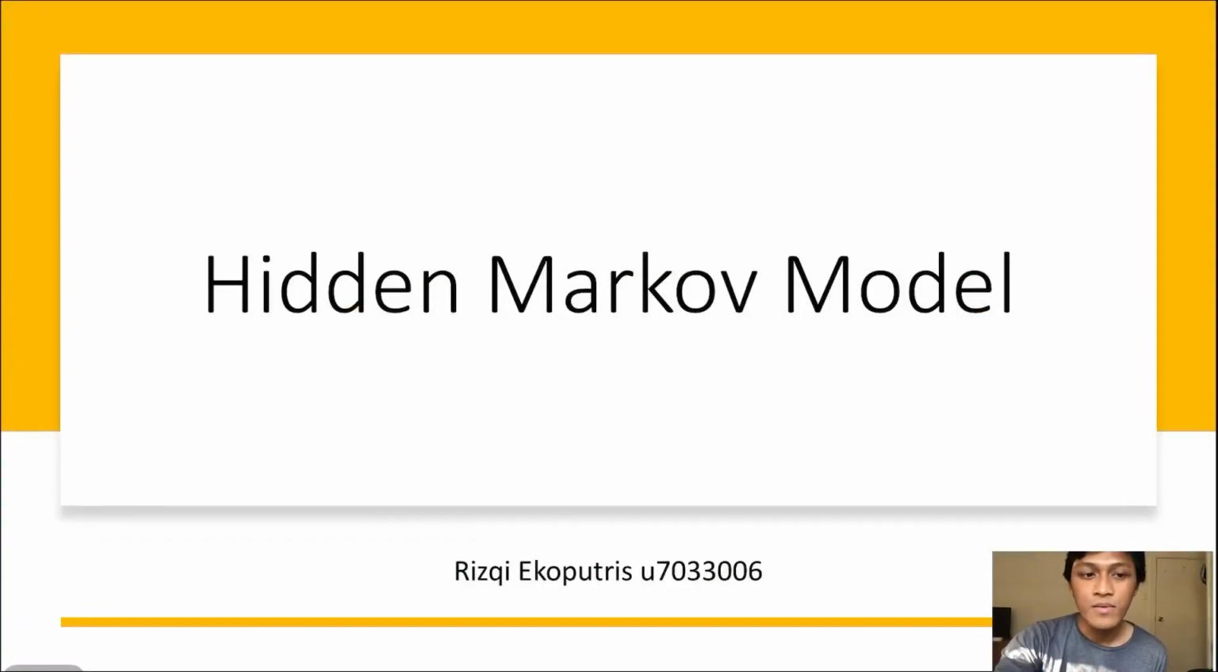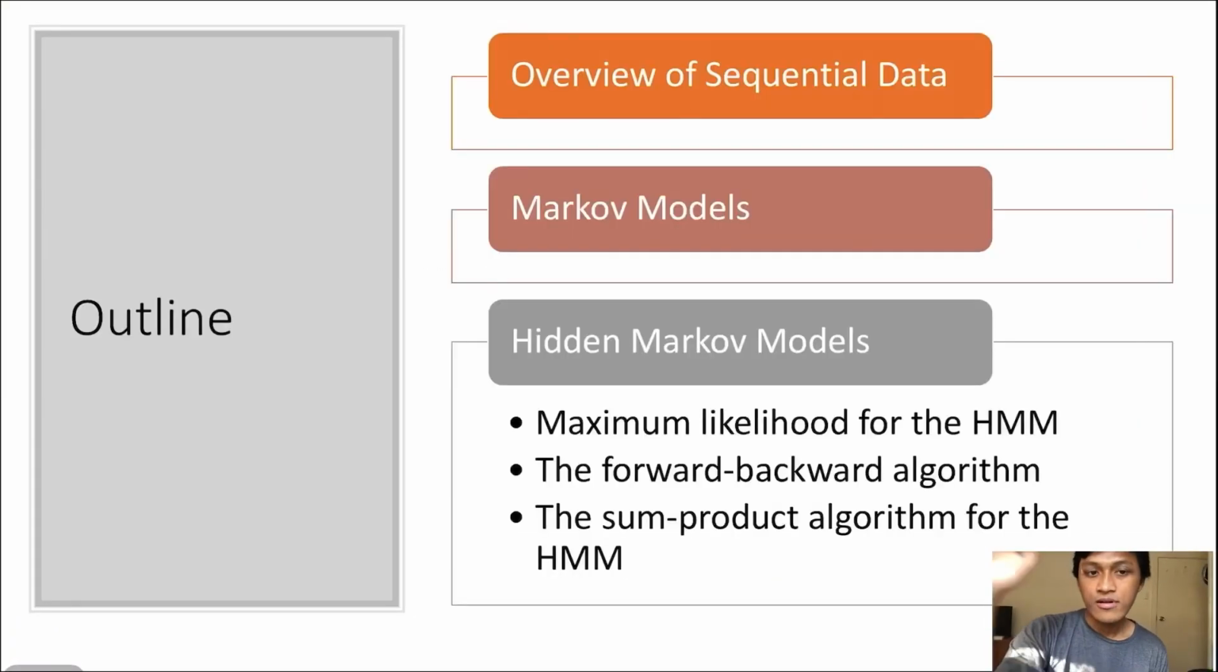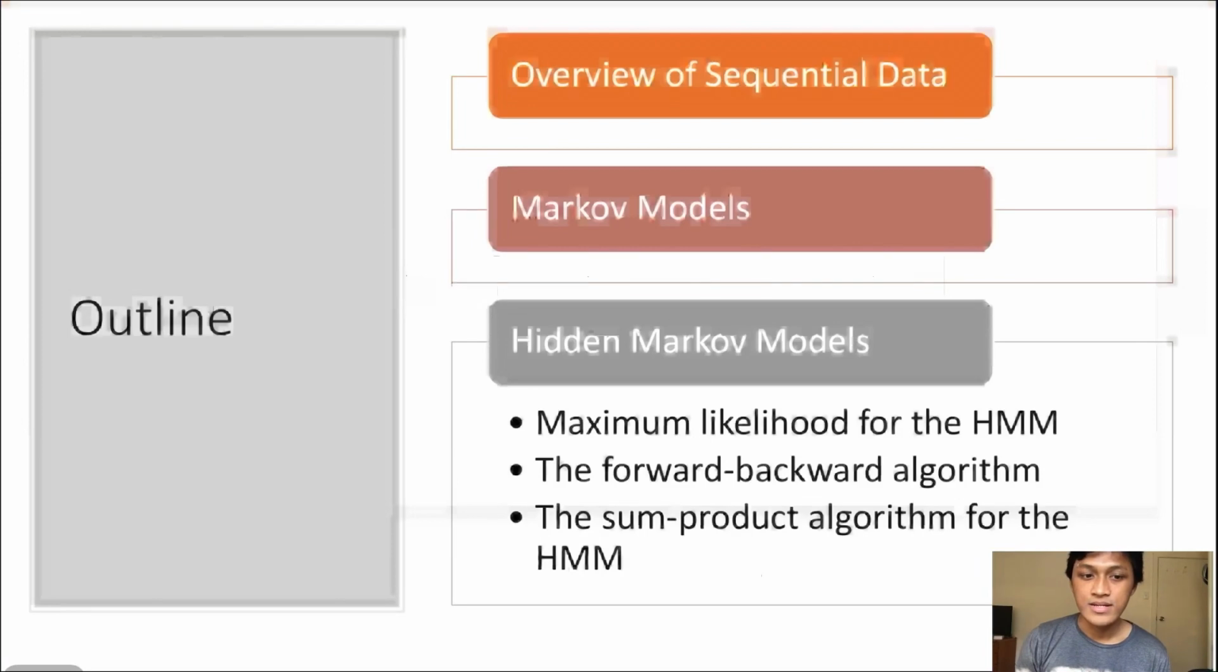Now we will talk about hidden Markov model. Before we talk about the hidden Markov model, I want to talk about what sequential data is, because we use hidden Markov model to predict from this sequential data. After that, I want to talk about the Markov model first, and last we are talking about the hidden Markov models in 3 different approaches.